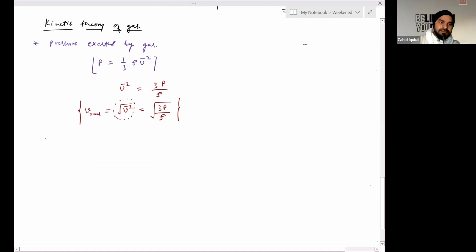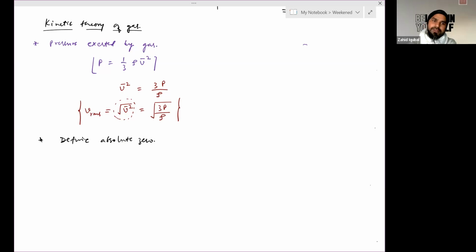Next question would be to define absolute zero, that is 0 Kelvin. I had already defined this particular term using thermal kinetic energy. Kinetic energy equals 3/2 kBT. If you put T equals zero, randomness of gas will stop, or you will say at this point, there will be no existence of pressure, temperature, and volume. So in general, you can say there will be no existence of matter at this particular temperature, absolute zero.